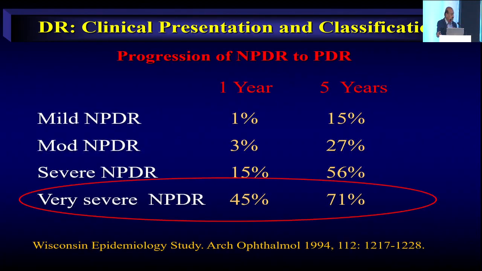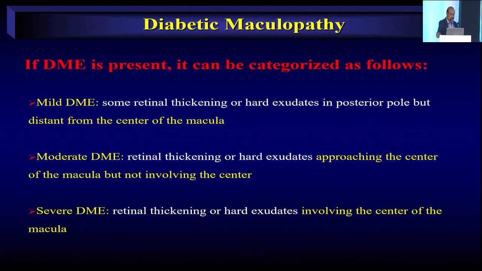This is the reason. If you see severe non-proliferative diabetic retinopathy, the progression to PDR is very less, 15%, whereas in very severe non-proliferative, within 1 year, this patient is likely to develop proliferative changes. That's why it requires either a closer follow-up or you commit to treatment, which we will discuss later on.